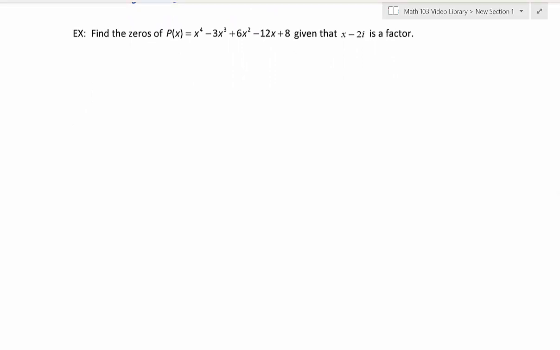We want to find the zeros of p of x equals x to the fourth minus 3x cubed plus 6x squared minus 12x plus 8, given that x minus 2i is a factor. We're trying to find all the zeros of p of x. The way that we find zeros is by setting it equal to 0, factoring the polynomial, and then setting our factors equal to 0. So basically, we need to get p of x in factored form. We've been given one of the factors.